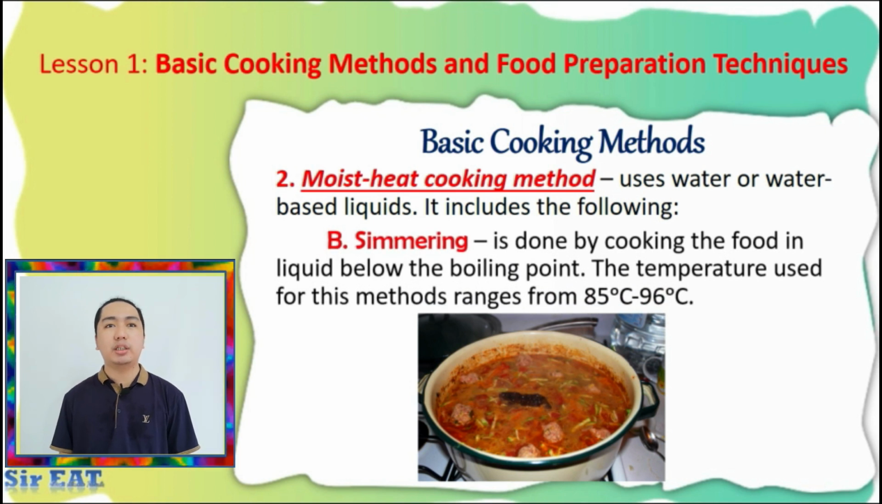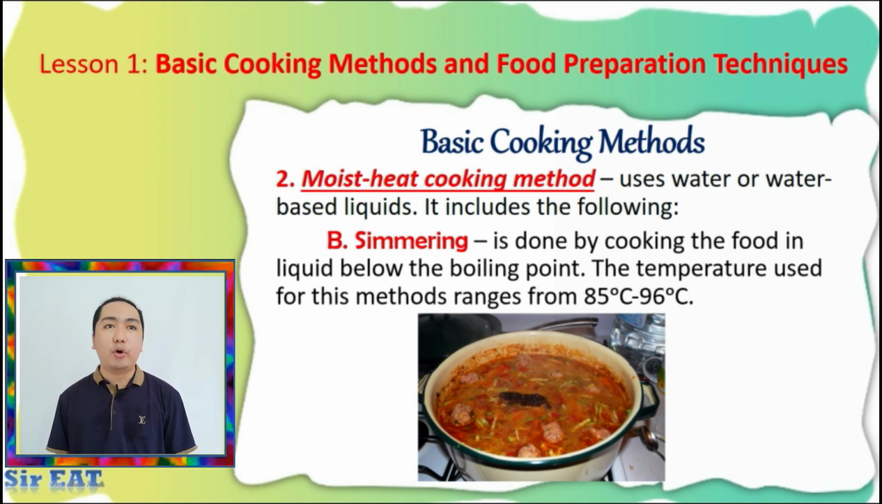Letter B is simmering. It's done by cooking the food in liquid below the boiling point. The temperature used for this method ranges from 85 degrees Celsius to 96 degrees Celsius. This is essential for absorbing the flavors in stew, meat, and soups.